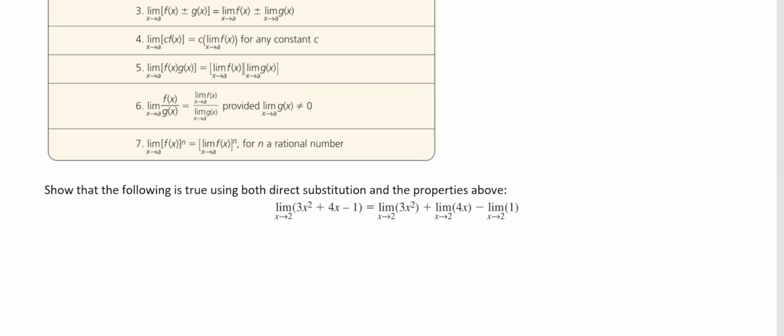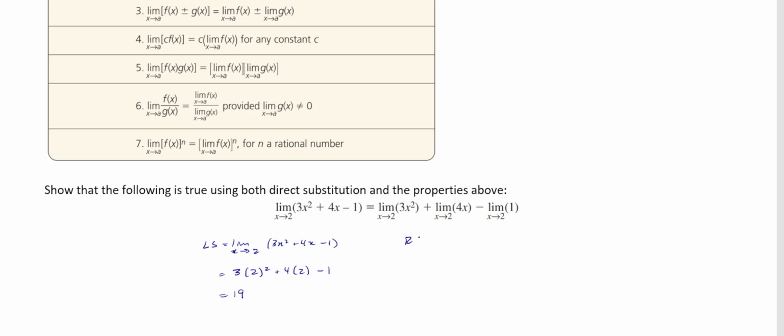Okay, so let's prove this, and let's start by looking at the left side. The left side is equal to the limit as x approaches 2 of 3x squared plus 4x minus 1. I can use direct substitution there: 3 times 2 squared plus 4 times 2 minus 1, and I get 19. So that's evaluating the limit of all these terms together.